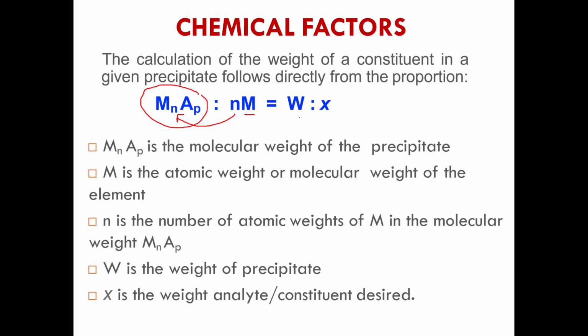So what is the W? W is the weight of precipitate. Okay, basically the weight of precipitate is given by the question. Okay, and then ratio with X. So what is X? X is the weight of analyte or the constituent desired. And basically for gravimetric analysis, we need to measure what is the amount of X.